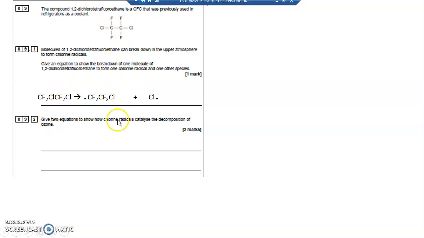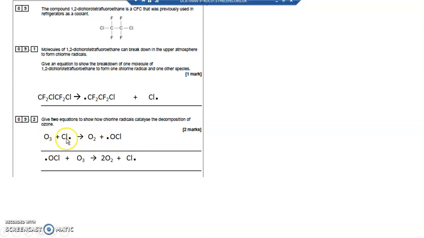Give two equations to show how a chlorine radical catalyzes the decomposition of ozone. These chlorine radicals are very, very reactive. Ozone is O3, a form of oxygen, an allotrope of oxygen, a different way of bonding the oxygen atoms together. Still an element, still O, but with three oxygens bonded together rather than the normal allotrope, which is O2. There are only two different forms of the element oxygen, O3 ozone and O2 oxygen, two different allotropes of oxygen.